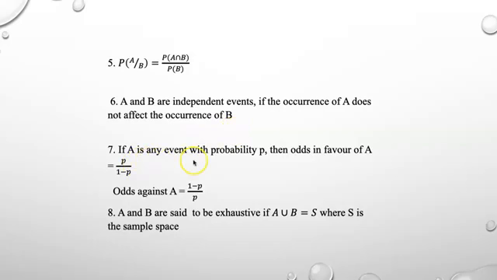Now, if A is any event with probability P, then odds in favor of A is P by 1 minus P, odds against A is 1 minus P by P. We need to remember this formula because sometimes you get problems asking odds in favor of an event or odds against an event. A and B are said to be exhaustive events if A union B equal to S, where S is the sample space. So A union B constitute the sample space.